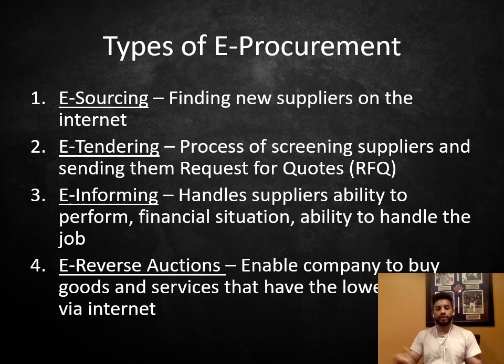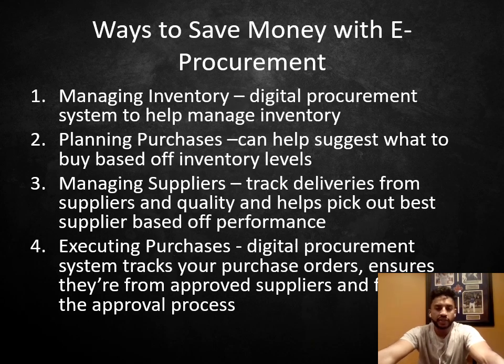They e-tender. Okay? E-informing. Handles supplier's ability to perform, financial situation, ability to handle the job. So e-informing tells you everything about that supplier. How long they've been in business. How much money they have in the bank. How many jobs have they done with us before. How efficient are they? And then e-reverse auctions. Enables company to buy goods and services at the lowest cost via the internet. Okay? So, ways to save money with eProcurement.